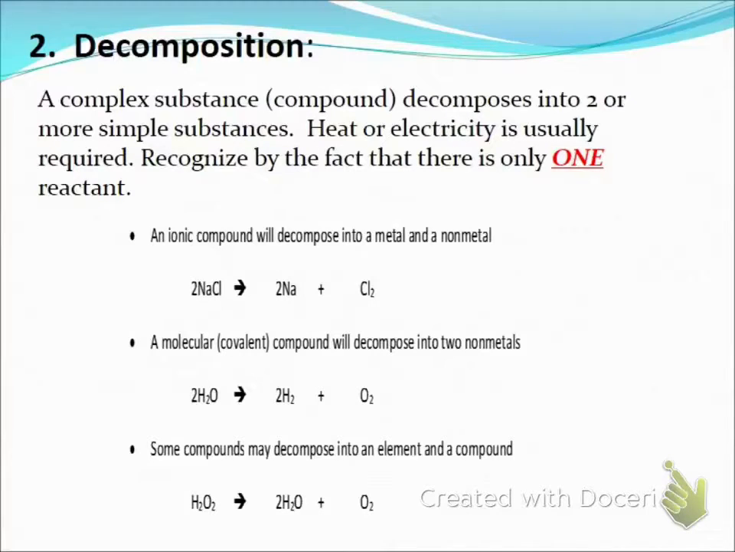A while ago we said if you had a metal and a non-metal, you made an ionic compound. Well, guess what happens when you have an ionic compound and you decompose it? Metal and non-metal. They're basically opposite.